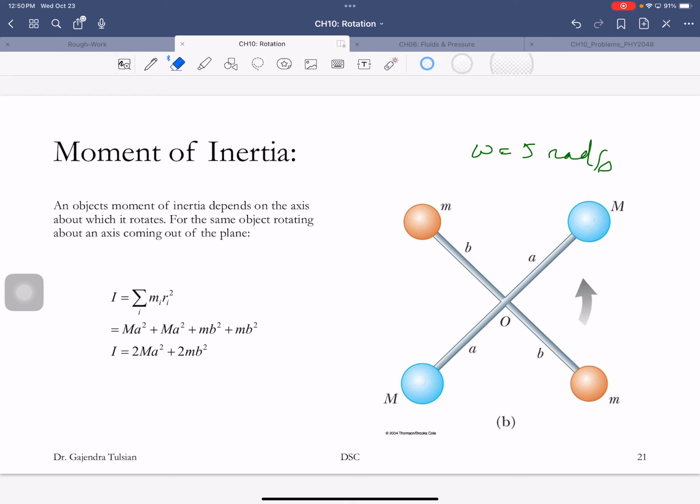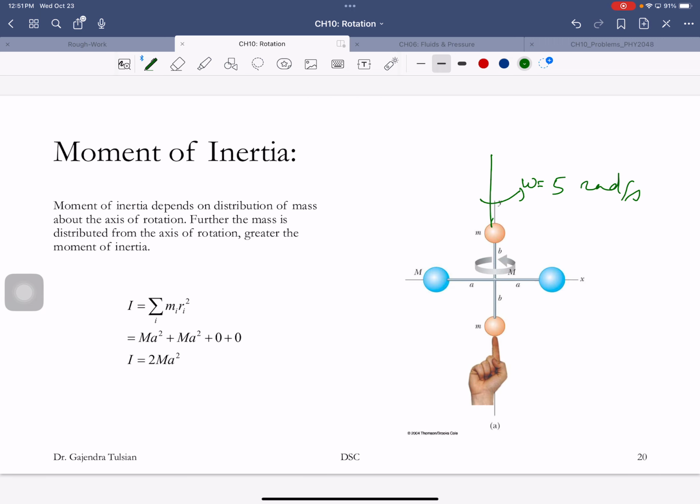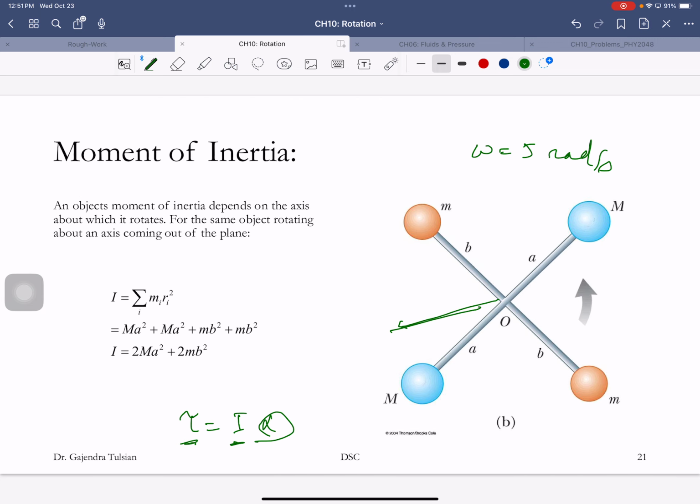Later in this chapter, you'll see that if you apply a torque to an object, the torque equals I times alpha, where alpha is the angular acceleration. So to give this object an angular acceleration about this axis is harder because the moment of inertia is greater. You need a greater torque to give the same angular acceleration. So it's easier to spin this object about this axis than this axis.